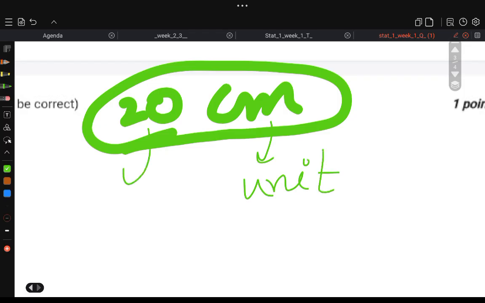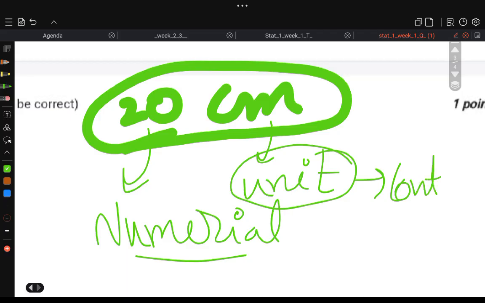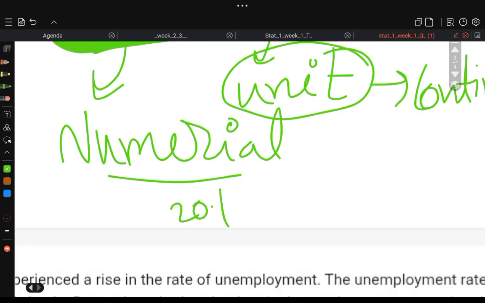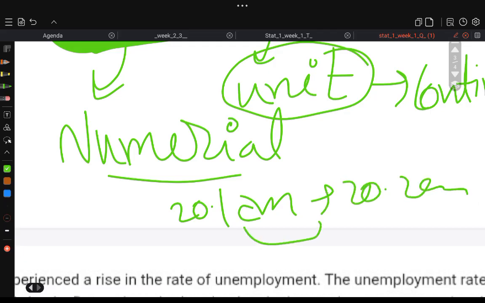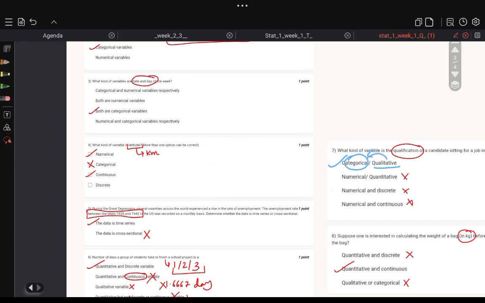It is numerical data, right? It is not a categorical one. As it has a unit, it will be continuous. I have taught you it will be continuous. And by logic also we can say that one can have 20.1 centimeter, another can have 20.2 centimeter, and a third one can also have 20.15 centimeter. So it is endless, right? So it is numerical as well as continuous data.